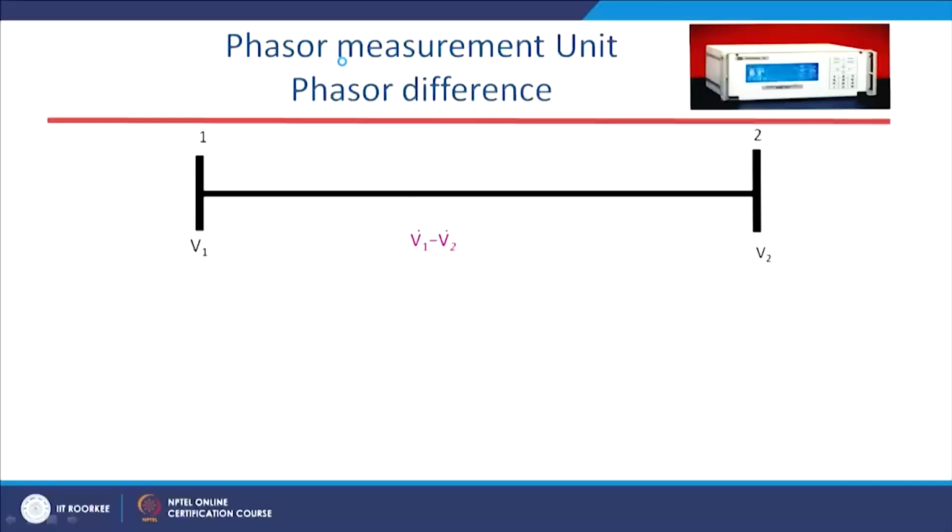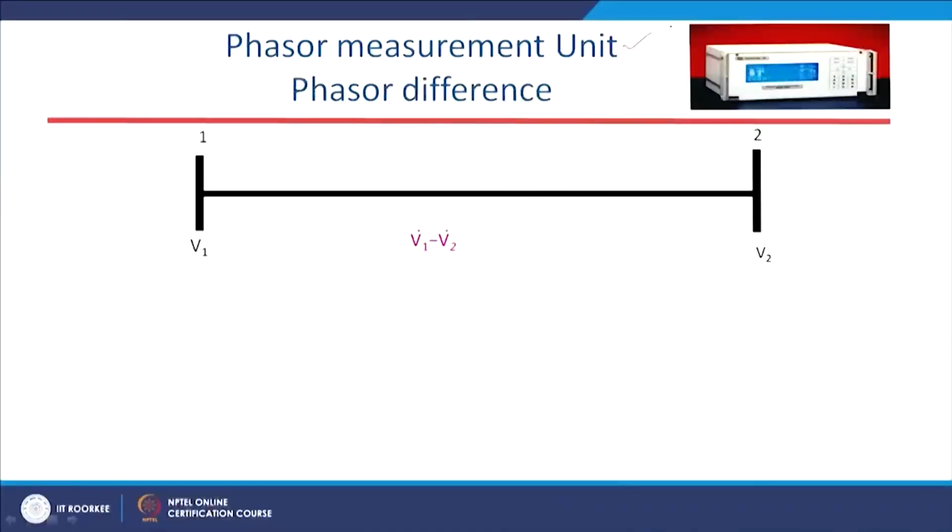I will just come to the very important part of this wide area monitoring system, that is the phasor measurement unit, and in fact this PMU is the heart of our wide area monitoring system. So, without this PMU the wide area monitoring system has no meaning. PMU stands for phasor measurement unit, and as the name suggests, it measures the phasor of the voltage and current.